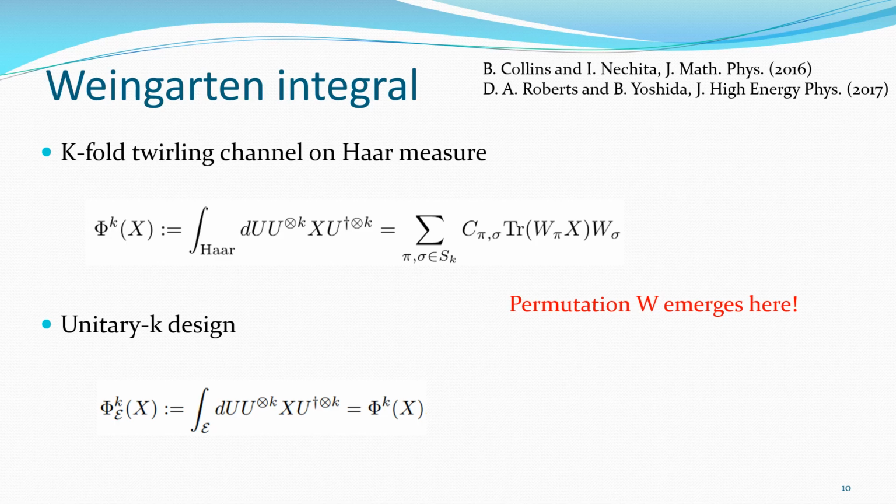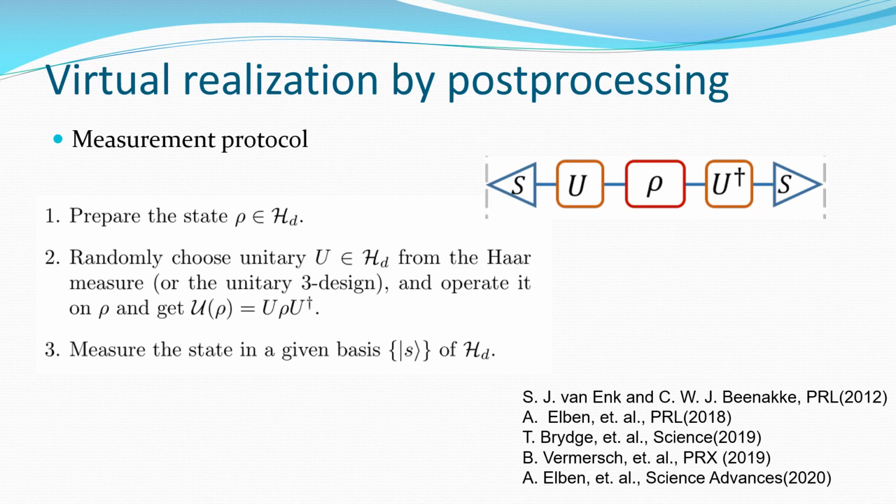Since the Haar measure ensemble is a continuous unitary ensemble, sometimes people use other sub-ensembles like Clifford to approximate the Haar measure. So if some unitary ensemble is a k-design, it can give the same value for the k-fold channel. As shown in the previous page, the Weingarten integral on the random unitaries can give the permutation operators between different qubits. So here, we use some post-processing to virtually realize the Weingarten integrals along the work on randomized measurements.